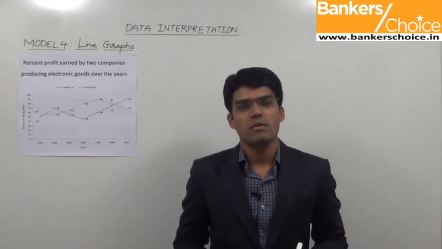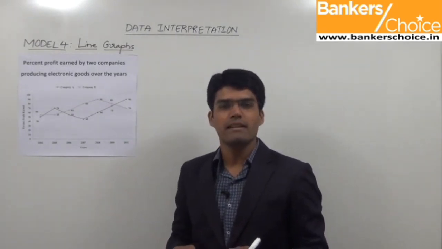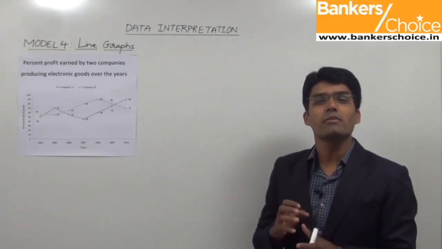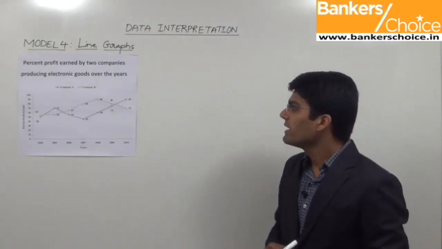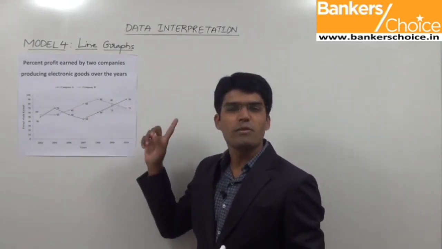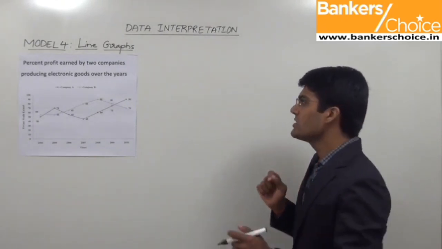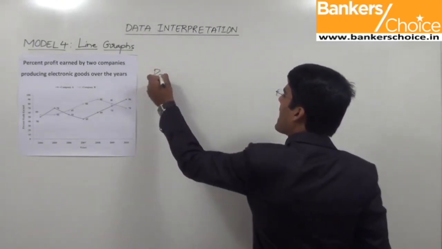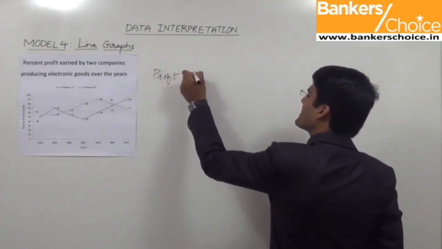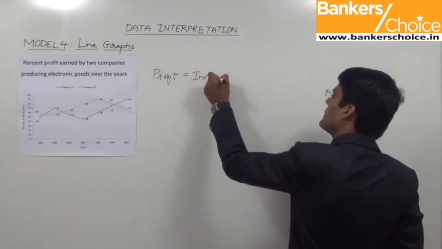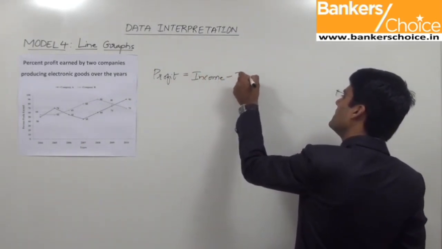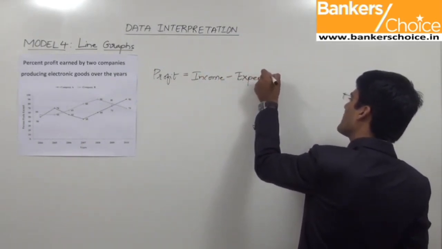Before we take up various questions that have been asked with this line graph, let us first understand how we calculate profit for a given company. As we can see here, the percent profit of two companies from 2004 to 2010 have been given. In general, profit is calculated as income minus expenditure. So profit should always be taken as income of the company minus the expenditure for the company.